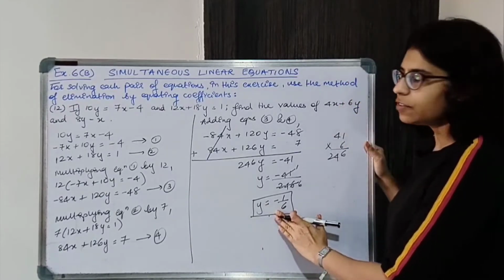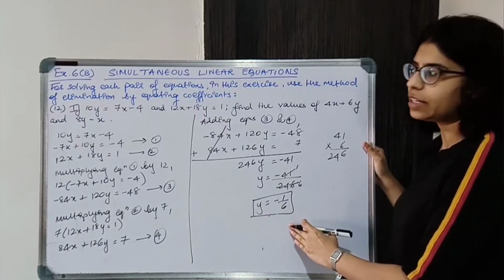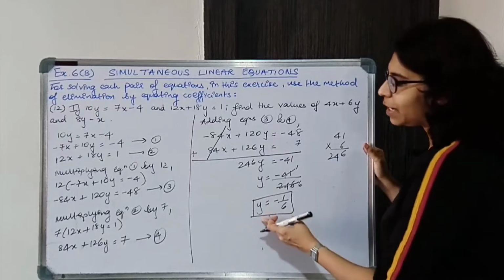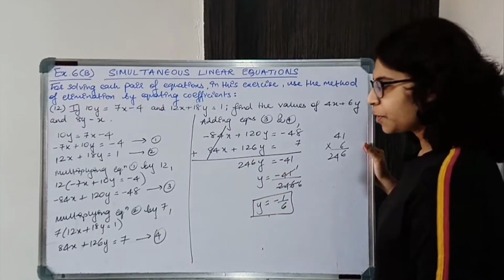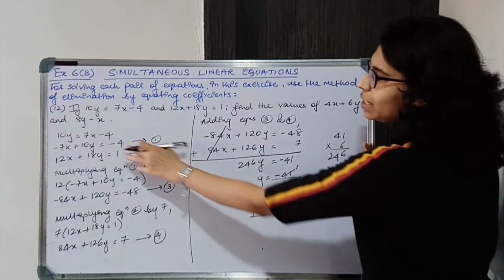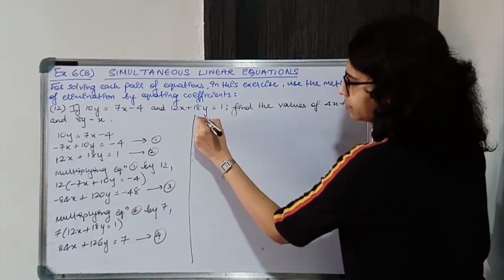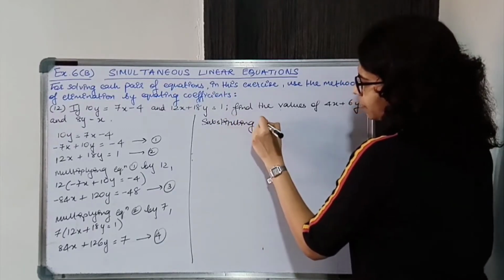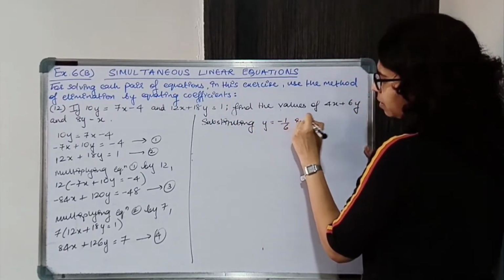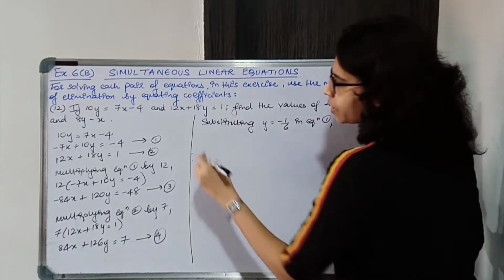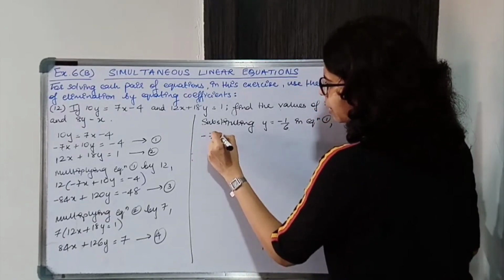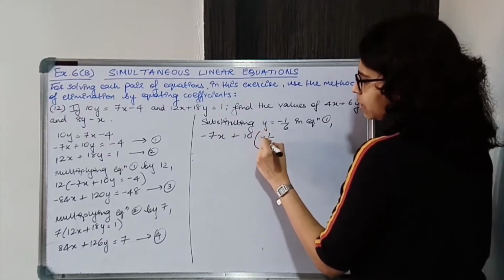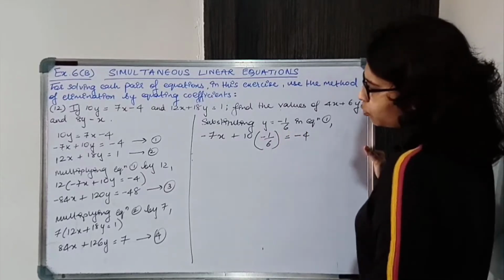Now fourth step, we will substitute the value of the variable in either of the given equations and find the value of the other variable. Y का मिल गया है, X का find out करना है. So we'll substitute this value. Now I'll substitute it in equation number 1. So substituting y equal to minus 1 by 6 in equation 1. So minus 7x plus 10 into y है, so y is minus 1 by 6, is equal to minus 4.